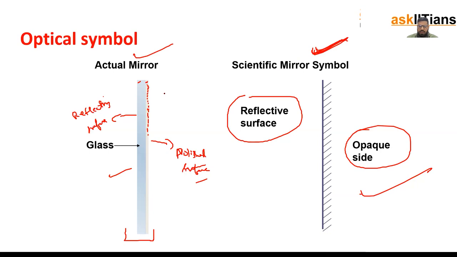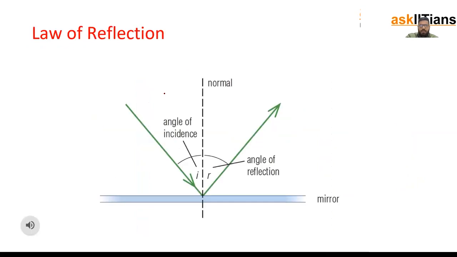Clear? Okay, next. Now we are seeing the laws of reflection. They are very important for image formation. So what are the laws of reflection? I have already told you the terminology. This is the mirror. This one on the top is the reflecting surface, and the back side is the polished one.